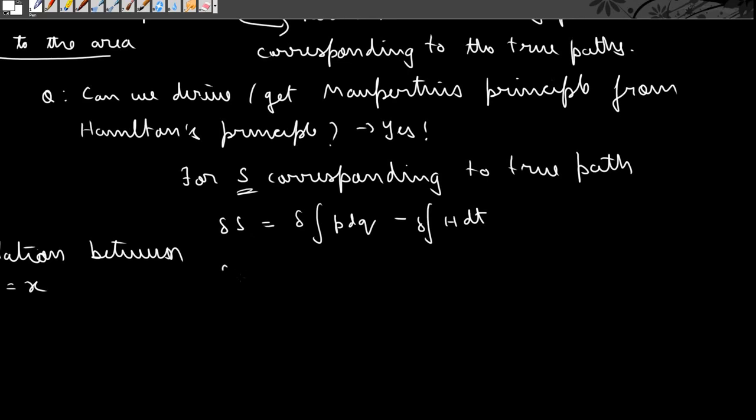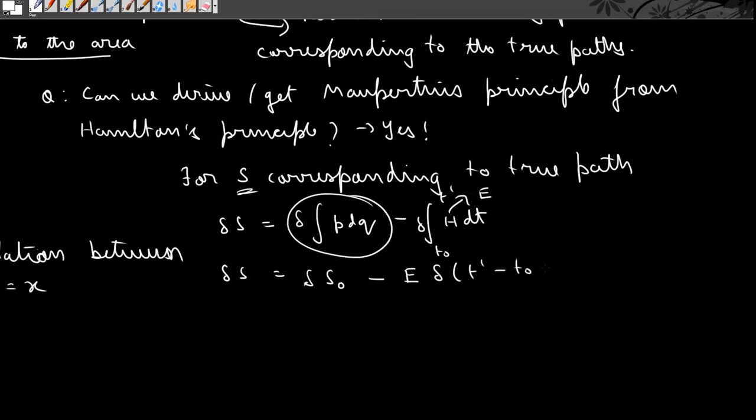Okay, so this becomes delta S equal to, this is nothing but variation in our abbreviated action, minus, since H is constant, this is going to be E times delta of, if we go from t naught to some t dash, this will be delta of (t dash minus t naught), after integration.